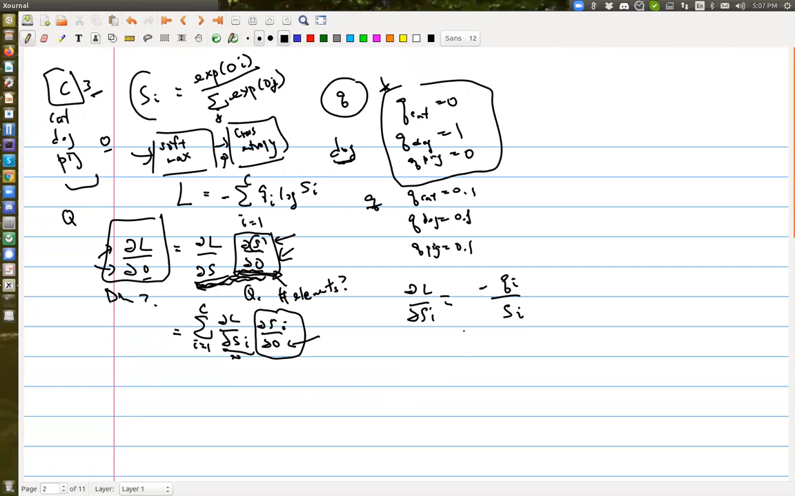And partial S_i, partial O, that would be a vector, right? But let's consider the jth element of that, partial S_i, partial O_j. I have S_i equal to exponential O_i over the sum over K of exponential O_K. And then I take the partial derivative with respect to O_j, right?